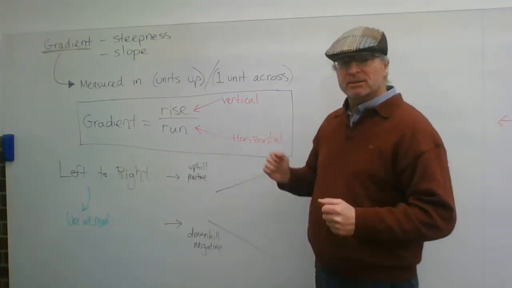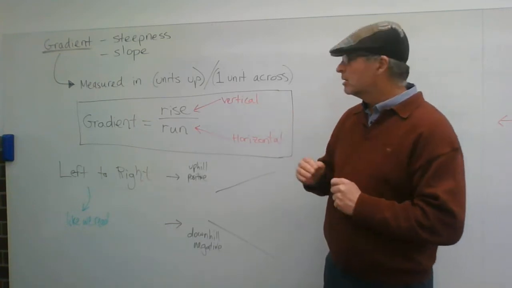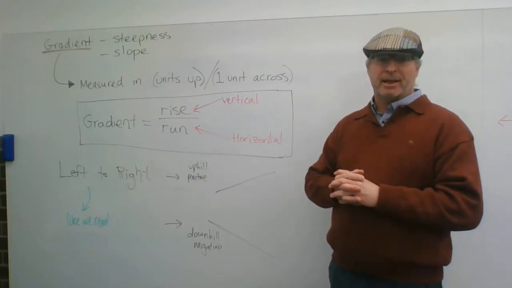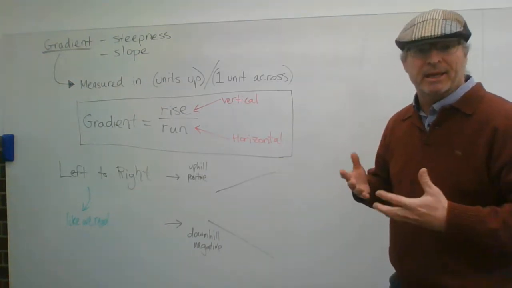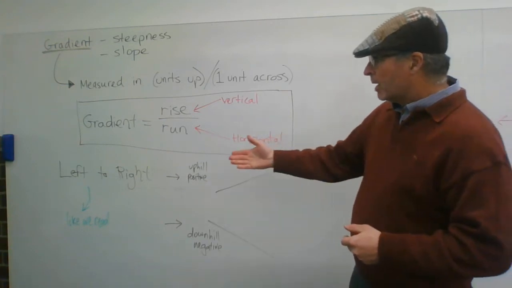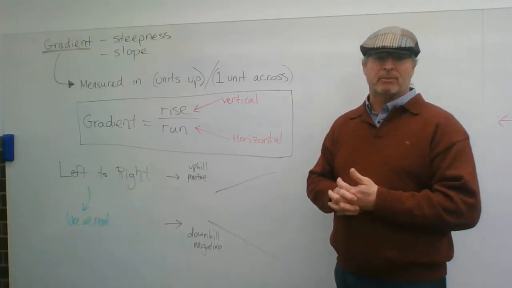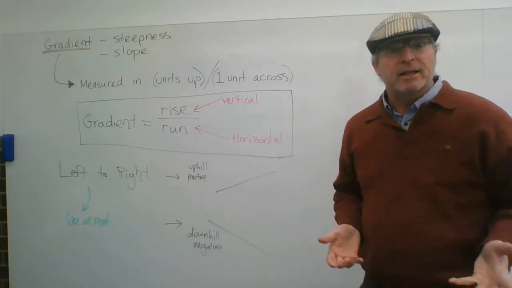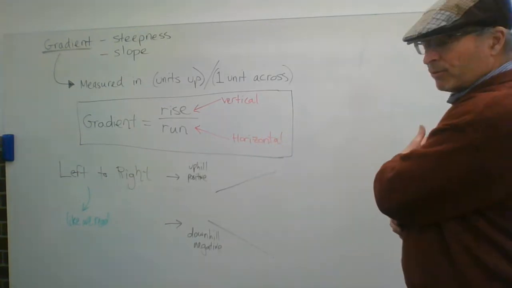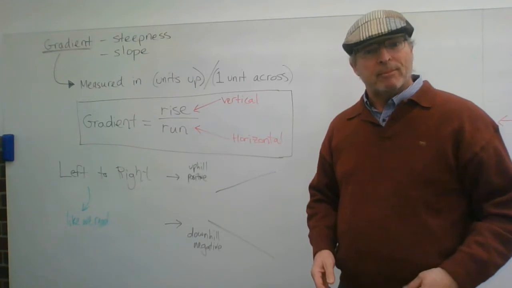So the gradient is the rise, the vertical change, divided by the run, the horizontal change. And it's like a rate. How many vertical units per 1 unit across? We always move from left to right when we describe the gradient on the number plane. That's because, well, in the English-speaking world, we read from left to right. We walk from left to right, if you like, across the number plane.